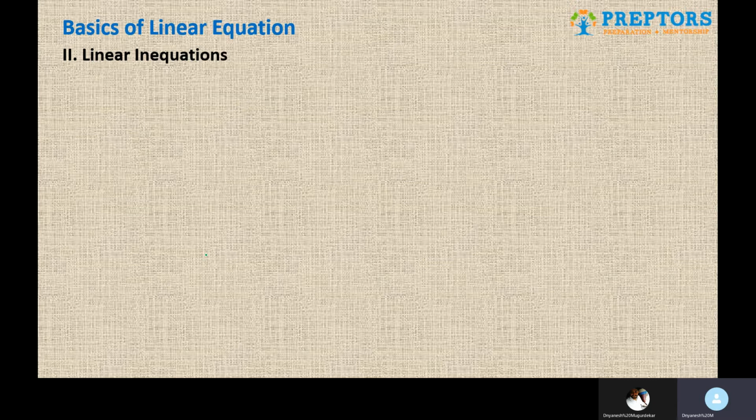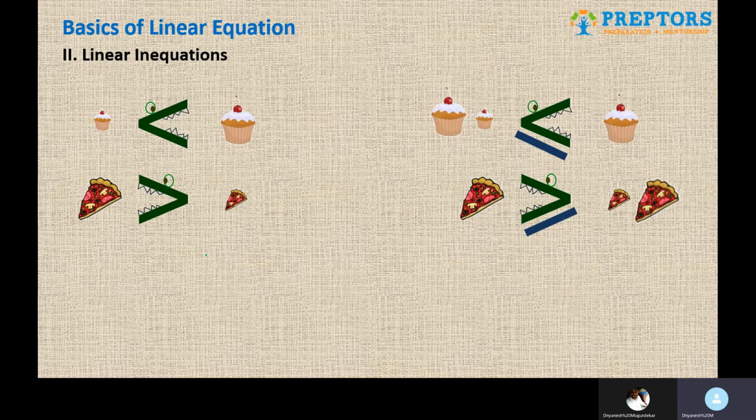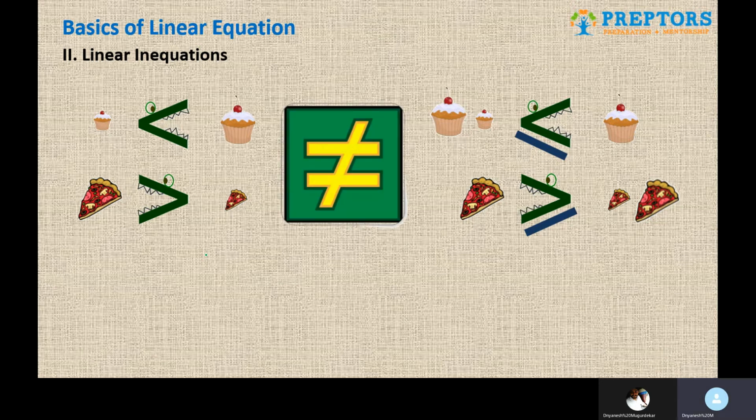First of all, inequations are basically everything which is not equal to, and then there can be many more subcategories in that. For example, the signs, as you can all see: less than, greater than, less than or equal to, greater than or equal to, and even not equal to. So as I said earlier, anything which is not equal to comes under the category of inequations.